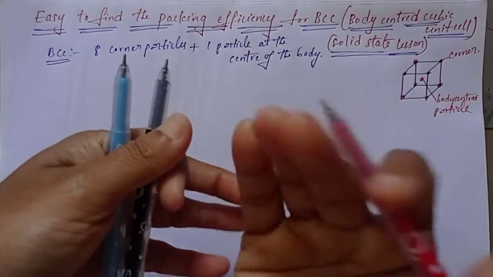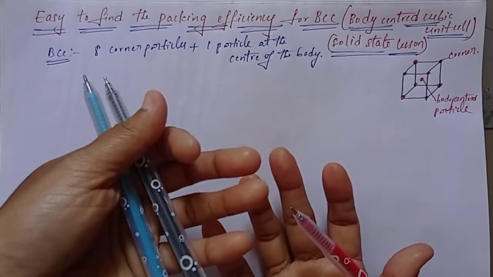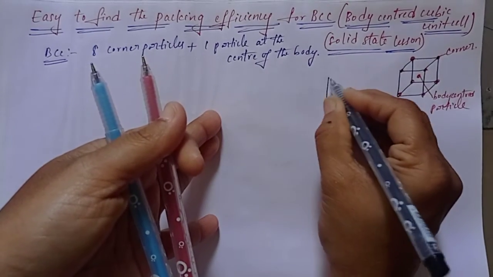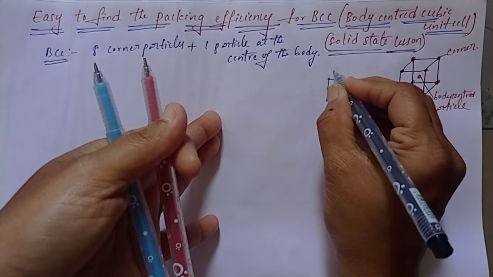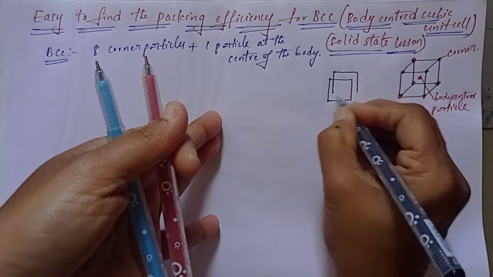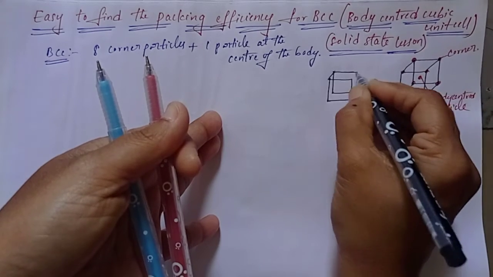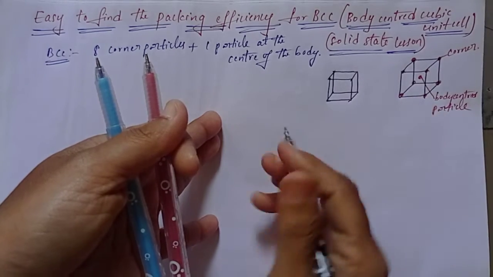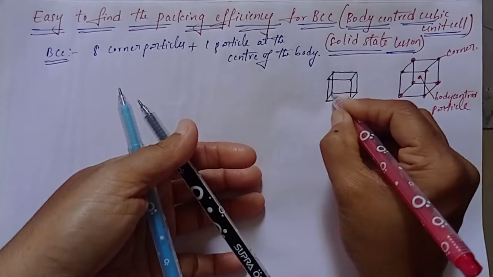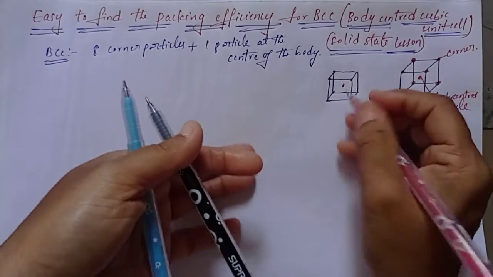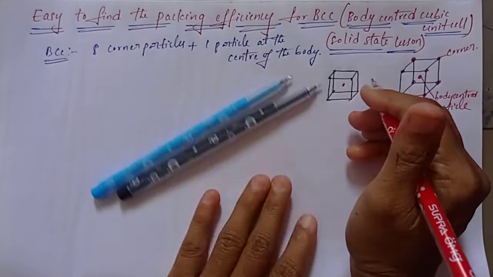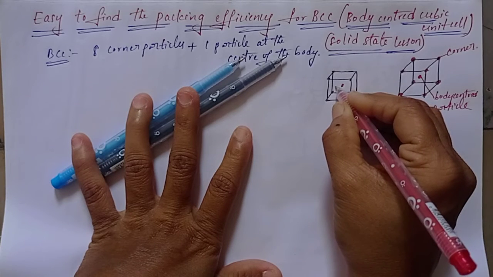Okay, now I'm going to calculate the packing efficiency for BCC, students. So again I'm taking the simple cubic unit cell. See this diagram. Now I'm taking this particle and this body centered particle. These particles are nearer to each other and touch one another, so that's why I'm taking the particle shape as a sphere.